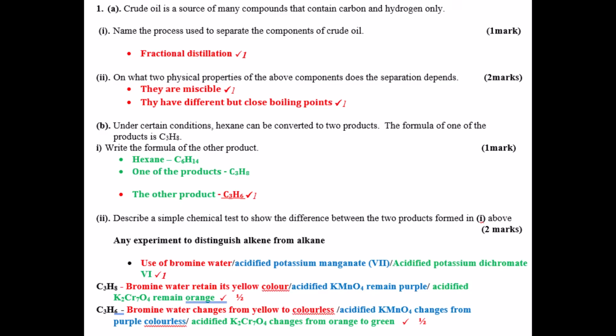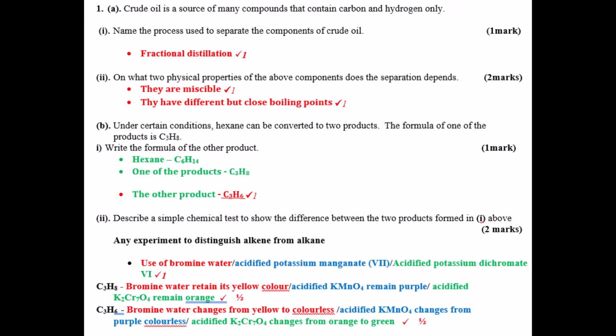With part B, you're given that hexane, that's an alkane, can undergo a given process and then gives 2 compounds. That process automatically is cracking, be it thermal cracking or catalytic cracking. You're given that one of the compounds is C3H8, that is propane. So if you consider the number of carbon atoms, the other compound should have 3 carbons and 6 hydrogens. And that product we call propene. With this one, you just need to give the formula C3H6, the formula of propene.